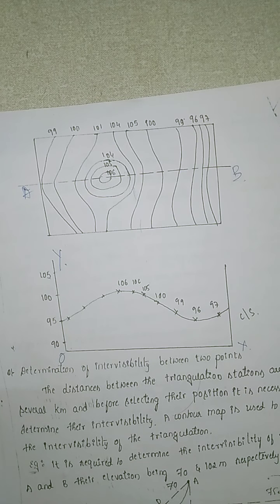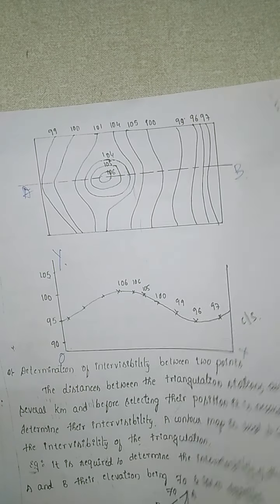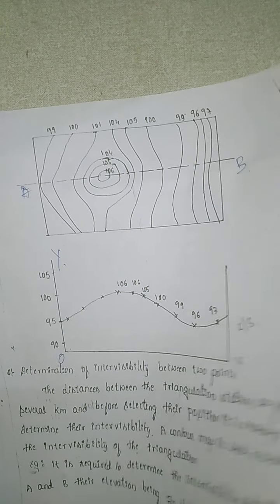Now suppose the intervisibility of points is to be determined. Triangulation stations are generally several kilometers apart, and usually they won't have intervisibility. So in order to have intervisibility, we use these contour maps.